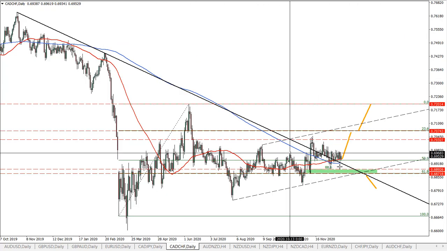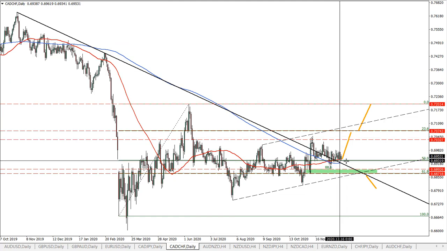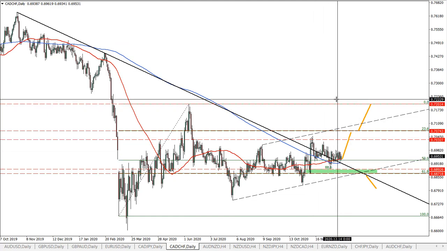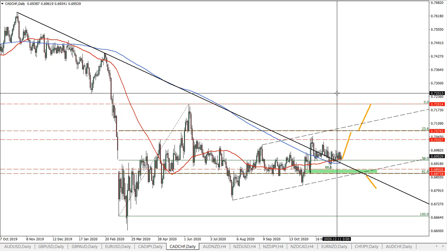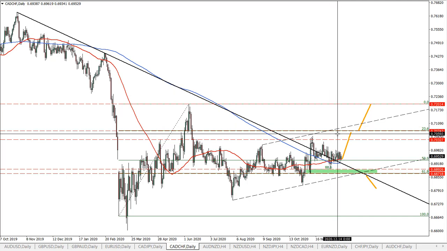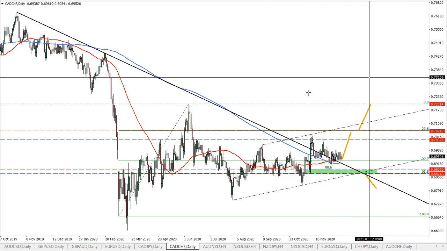Canadian Swiss franc, very interesting, still remains valid. I think it will be going up, but this time I think this will not be the Canadian dollar strength but the Swiss franc weakness. I do think that the Swiss franc weakness could be pushing that price up.